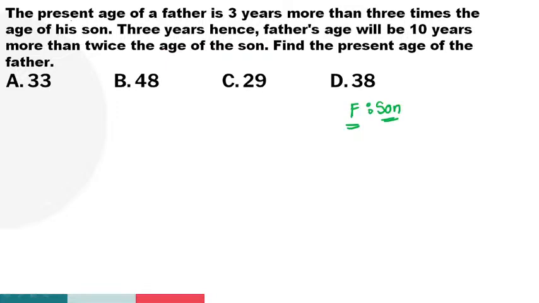Right. First read the question properly guys. The present age of father is 3 years more than 3 times the age of his son. Son age we don't know.